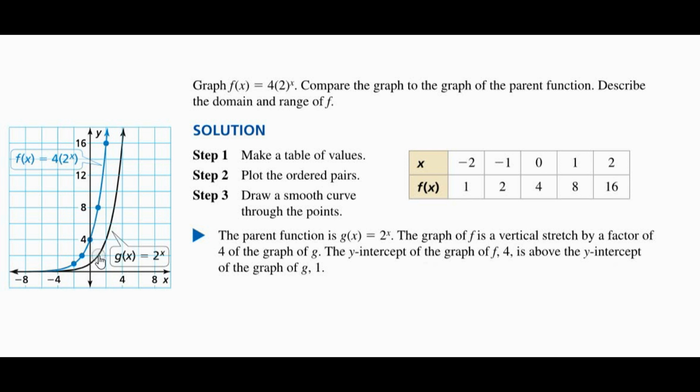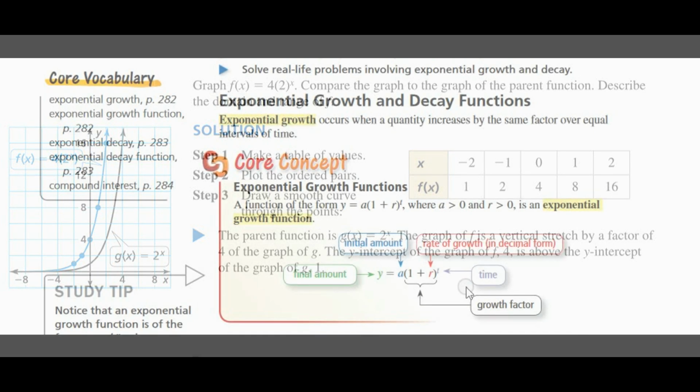The vertical stretch means it makes it go up faster. It becomes more vertical. It stretches, for example, this point would have been closer to the x-axis, so it stretches that out and makes it farther away. The y-intercept of the graph is 4.